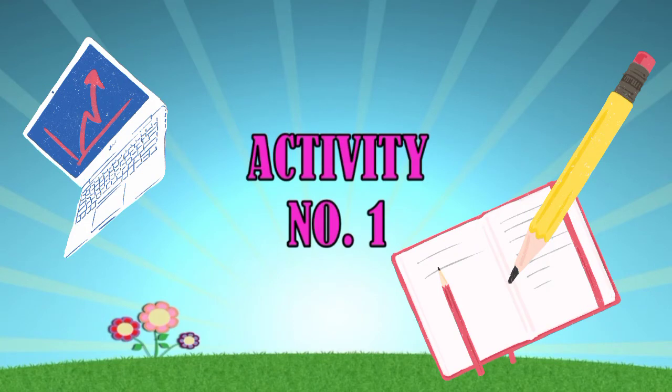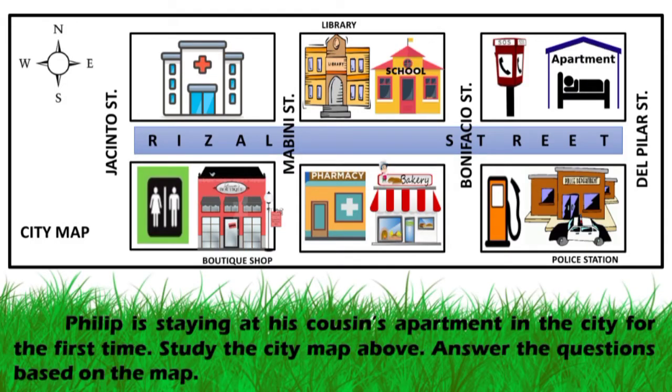So now, let's do activity number 1. In this activity, you are going to study the map. From this map, you can see the compass rose, name of the streets, and some of the legend to help you interpret and understand the map. Directions. Philip is staying at his cousin's apartment in the city for the first time. So study the city map above and answer the questions based from the map.